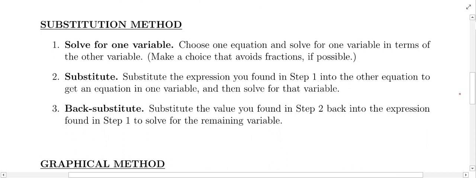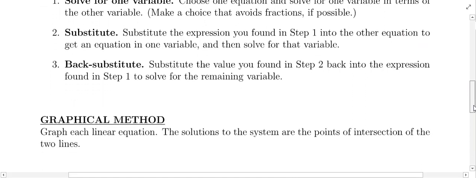In substitution, what you do in that method is you solve one of the equations for one of the variables, and then you substitute that statement into the other equation, and that will allow you to solve for one of the variables. Then it's like the end of elimination. You take the value of that variable and plug it into one of the equations to get the other variable.